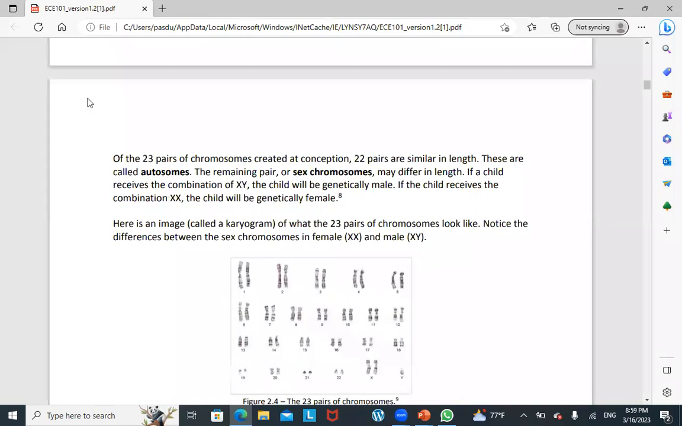Of the 23 pairs of chromosomes created at conception, 22 pairs are similar in length. They are called autosomes. The remaining pair, the sex chromosomes, as I mentioned, may differ in length. If a child receives the combination of X and Y, the child will be genetically male. If the child receives the combination of X and X, the child may be genetically female. Is it clear to you now?